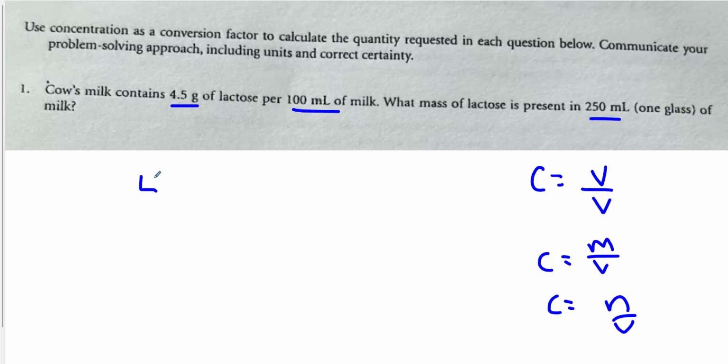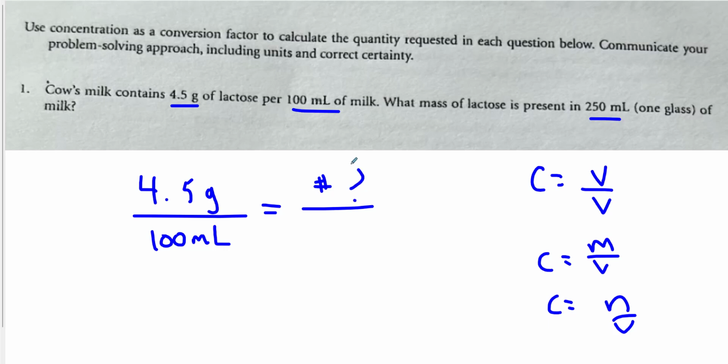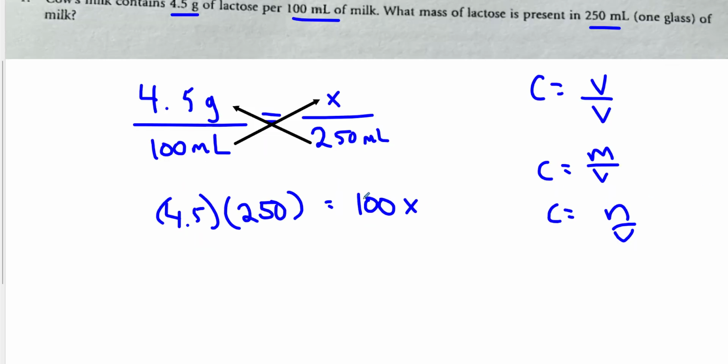It's kind of like saying, okay, we have 4.5 grams of lactose over 100 mils of milk, right? And that's equal to, since the ratios have to be the same, they're asking what mass, so we don't know how much mass is present in 250 milliliters of milk. And normally, whenever we have an unknown, we just use a variable, so we can just use x. So, would you be able to solve for x now?